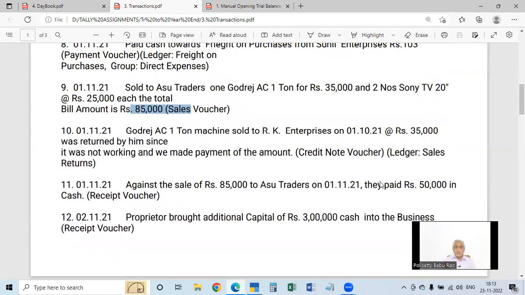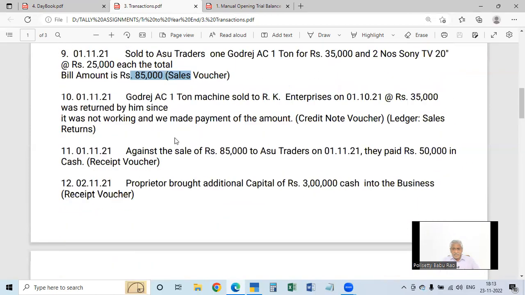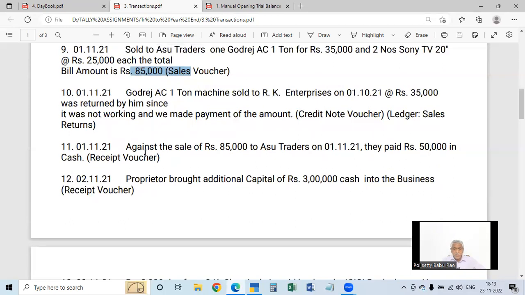They paid 50,000. So when you are making the invoice entry now, we are receiving money, so you have to enter it in the receipt voucher. Receipt means cash you are getting. So the cash account is debit, and the party Ashu Traders account will be credited. When you enter that Ashu Traders account credit, we are making the entry.